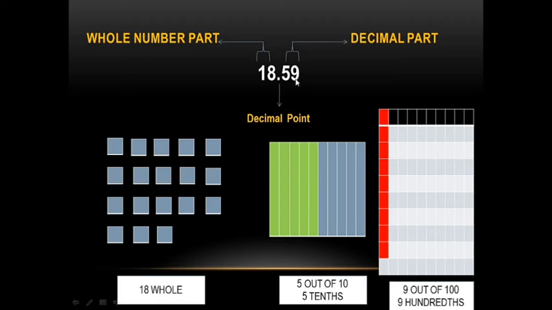Then 9 is given at the hundredths place, it means 9 out of 100. So here the total number of boxes is 100, and the red shaded boxes are a total of 9, meaning 9 out of 100. So we can say it as 5 out of 10 or 5 tenths, and this 9 can be called 9 out of 100 or 9 hundredths.